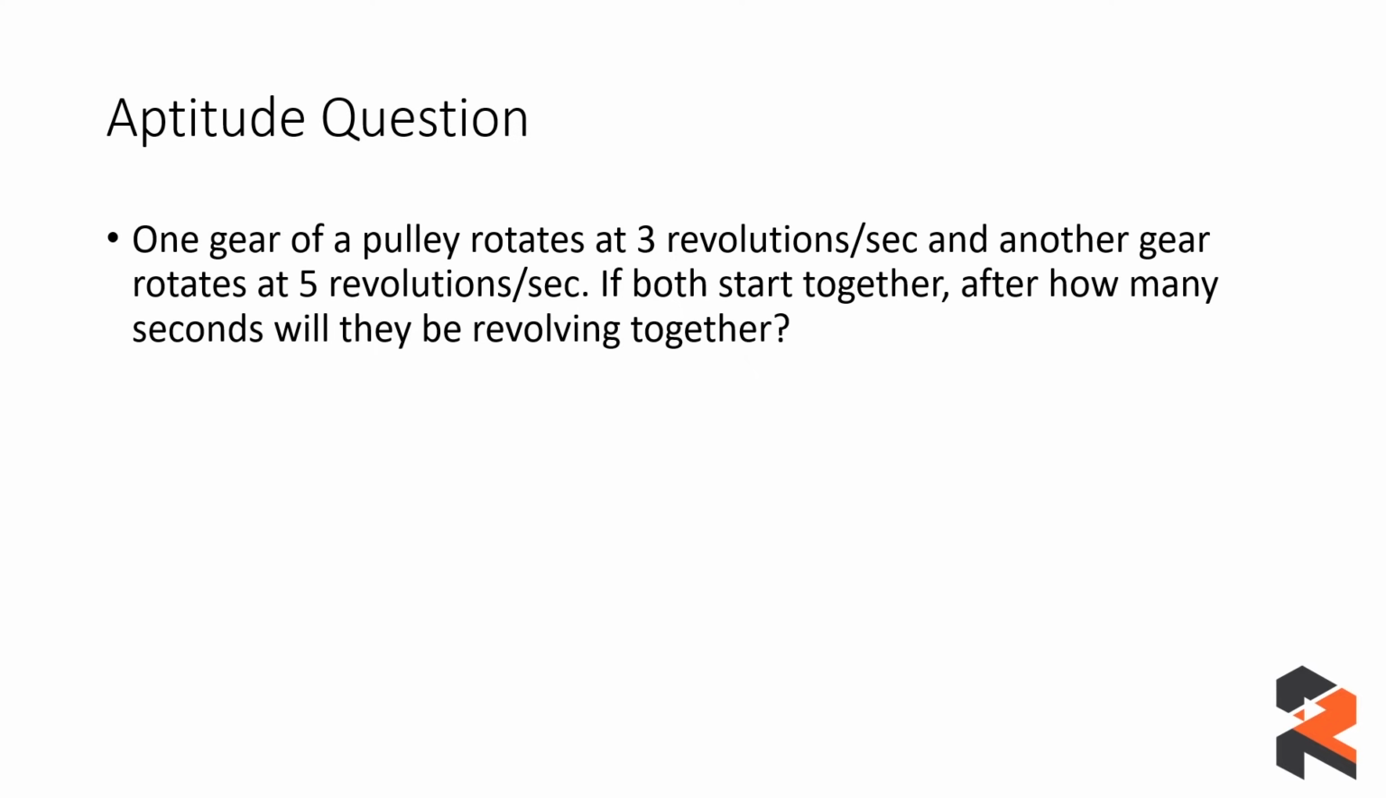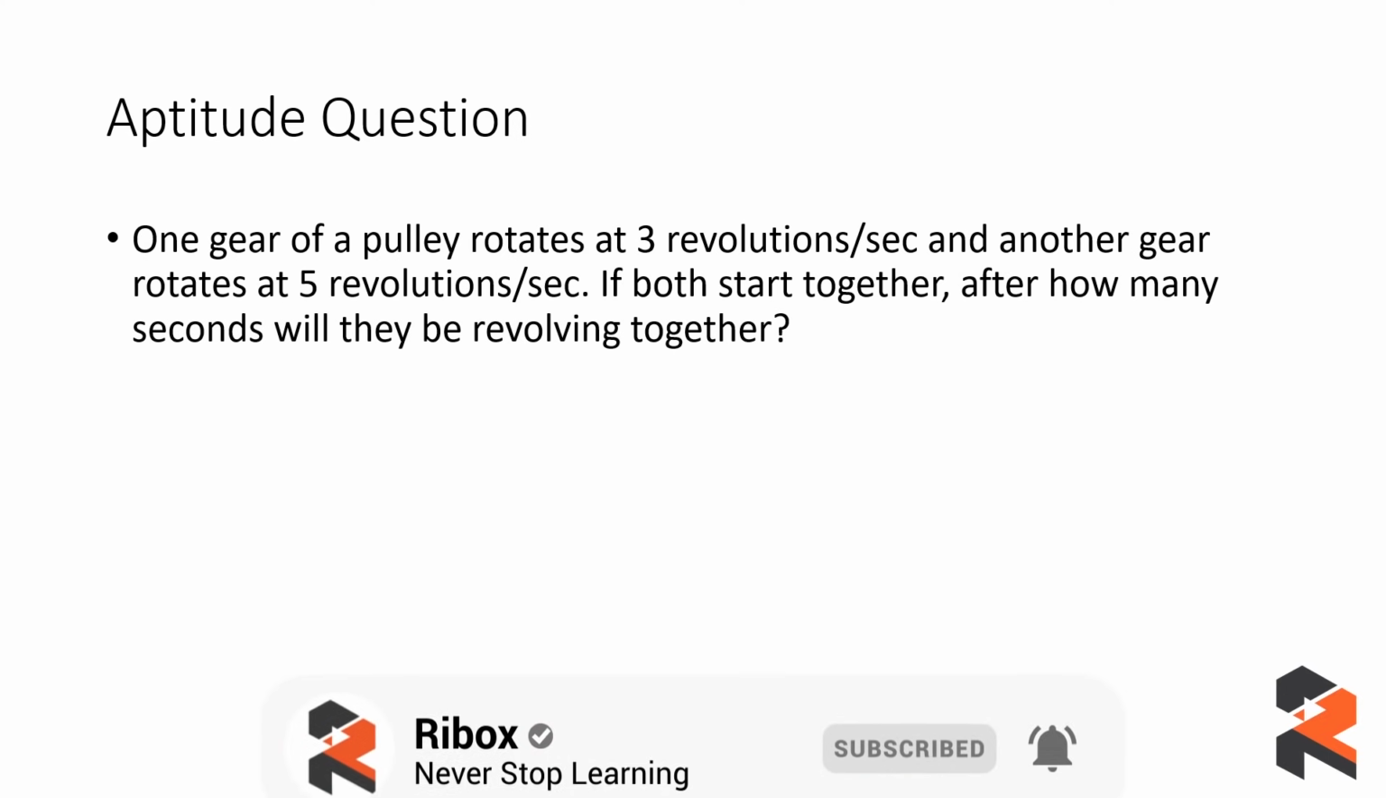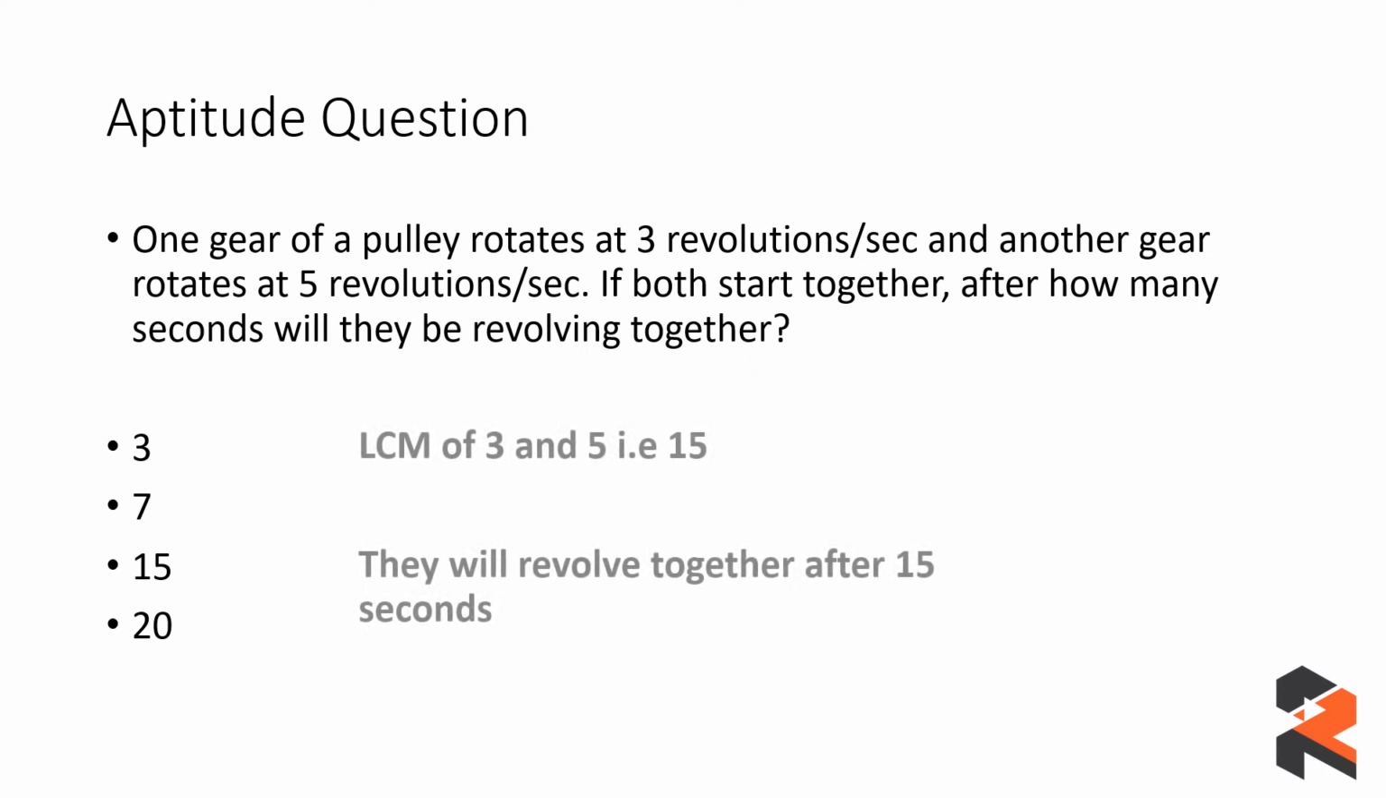So this question is a very easy one because you know that we are talking about LCM in this case, because the question says if both start together, after how many seconds will they be revolving together, which means that they are asking for a time when both of them will start revolving at the same time. So in this case the answer will be the LCM of 3 and 5. So let's look at the options available to us, and you already know that the LCM of 3 and 5 is 15. So your answer will be 15 and they will revolve together after 15 seconds. So that is the answer in this case.